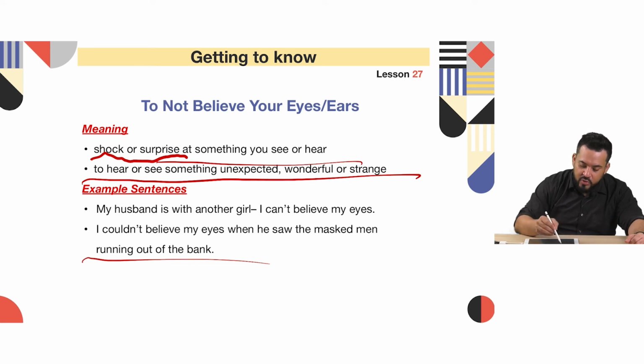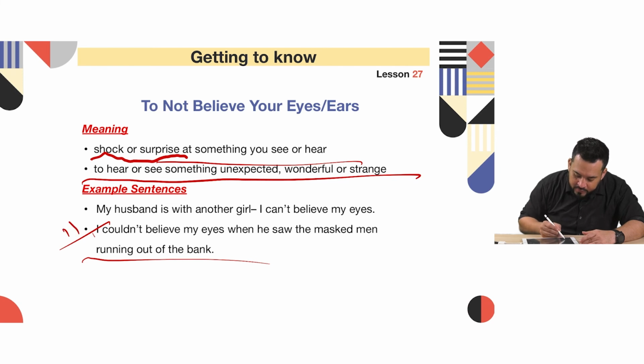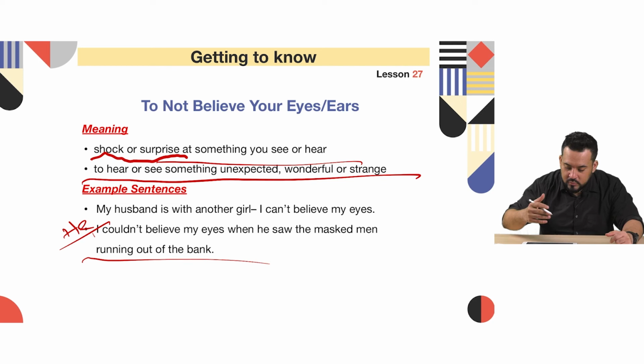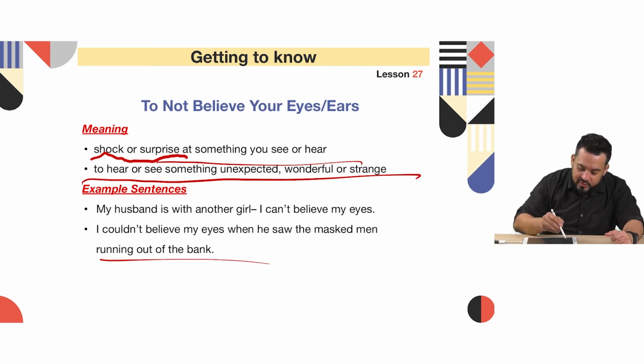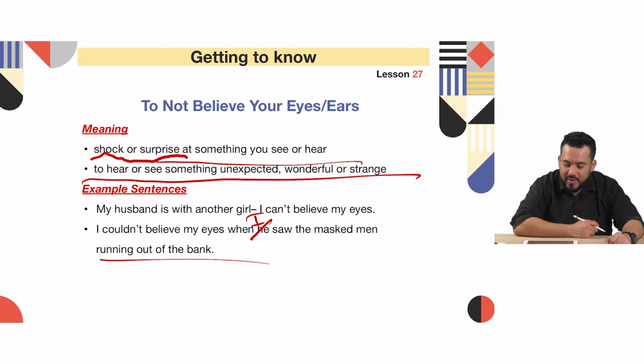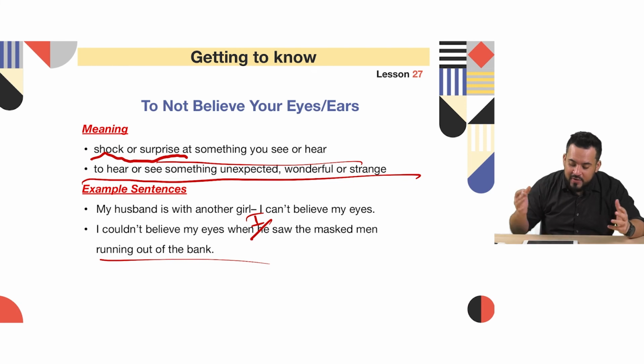Okay, there is something wrong with this sentence. Let's fix it. Not I, he. He couldn't believe. Okay, hold on. There are two things wrong with this sentence. Let's fix it. I couldn't believe my eyes when I saw the masked man running out of the bank. So only one thing wrong with the sentence. Okay, I couldn't believe my eyes when I saw the masked men running out of the bank.